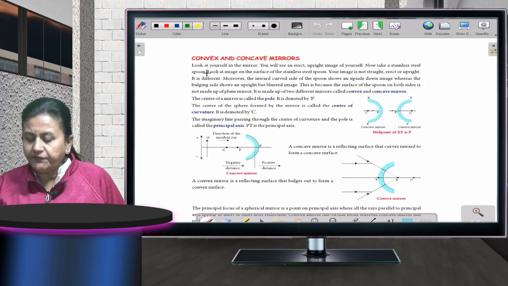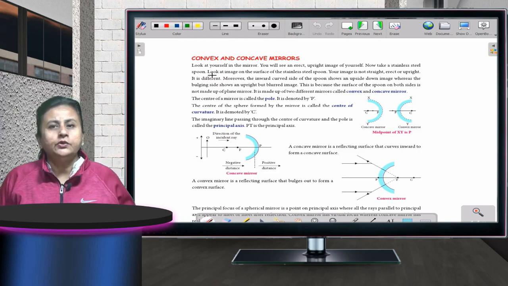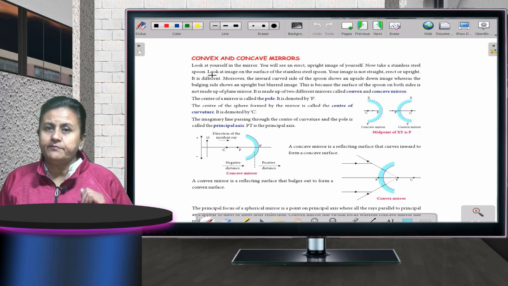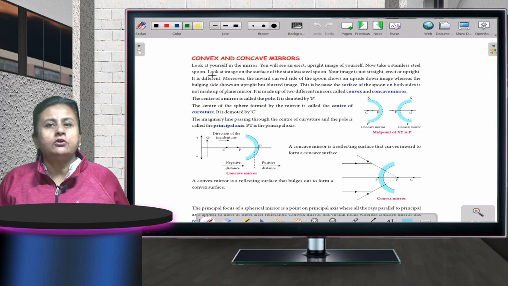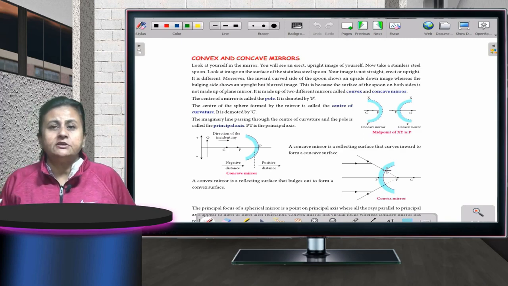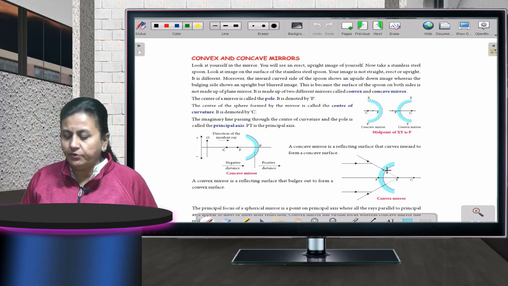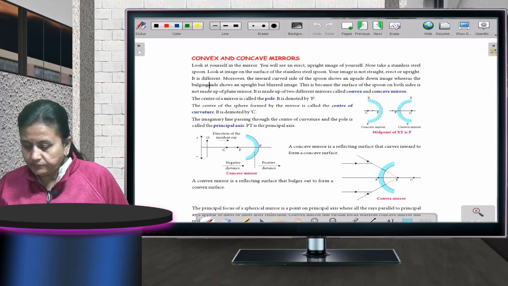If I talk about convex and concave mirrors, if you see yourself in a plane mirror, you will find yourself exactly the same size, and your image would be upright. But if I talk about concave and convex mirrors, the images formed by them would be different. At some times the image may be inverted. It may not be of the same size. It may not be clear. So things depend on the types of different mirrors we have.